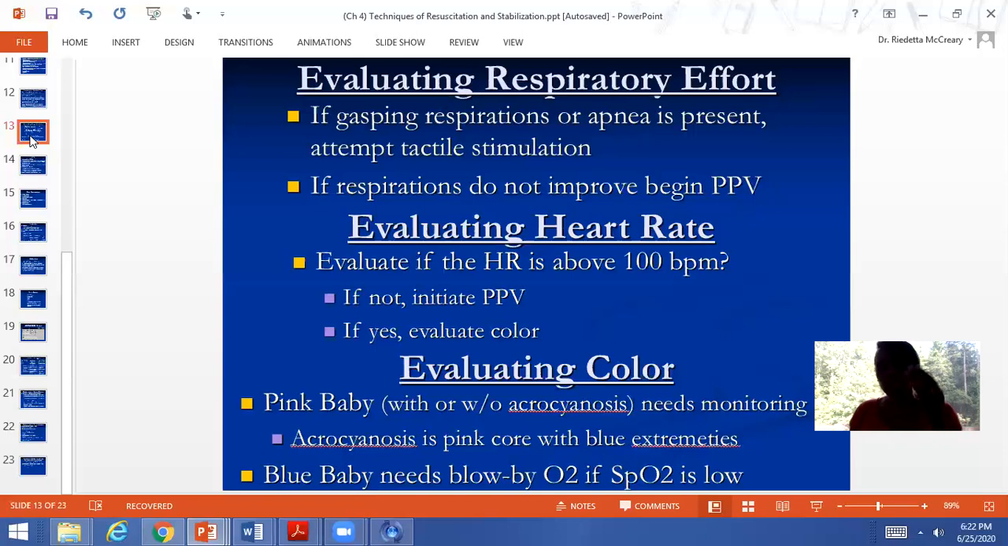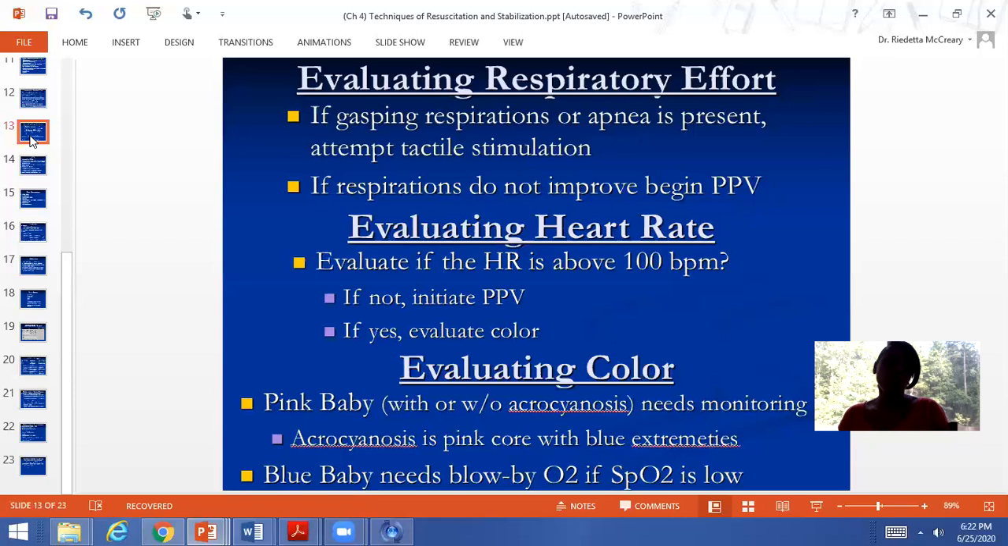So we did 30 seconds of positive pressure ventilation because they were not breathing. Now we're going to check the heart rate. The heart rate is below 100. So we're going to start positive pressure ventilation, or continue, because we were already doing it for another indication, but continue positive pressure ventilation for another 30 seconds.